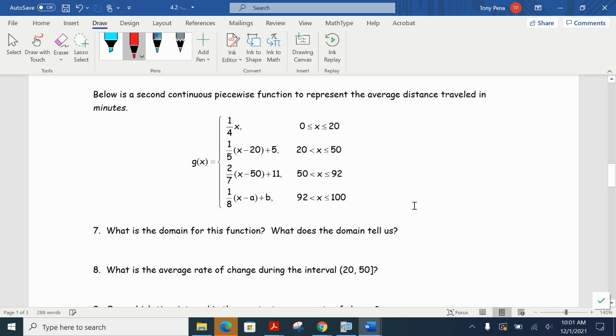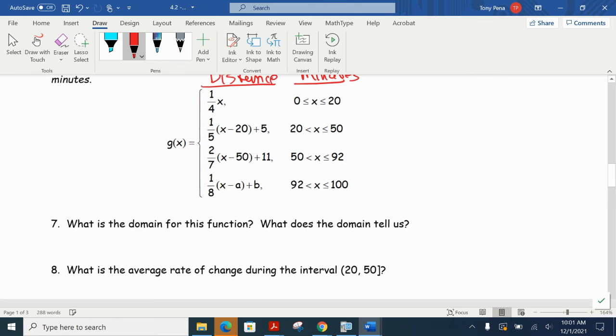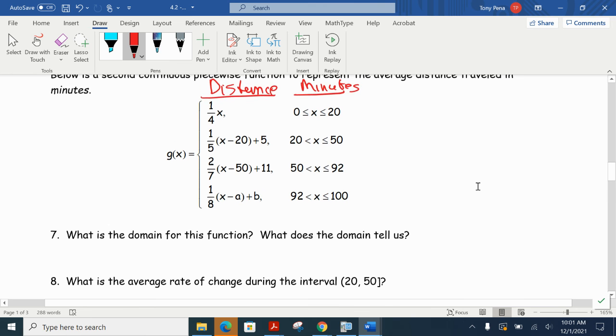It says below is a second continuous piecewise function to represent the distance traveled over time in minutes. So again, here is our distance, and then our time is getting measured in minutes. All right, so that's what those mean. Answer number 7. We just did this on the front page. Write down what that is.